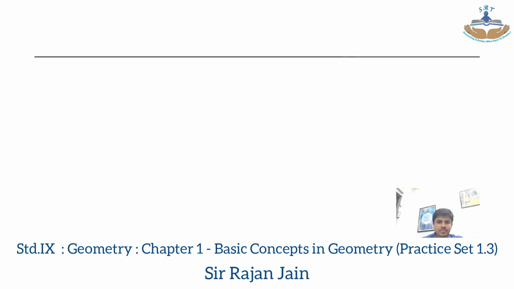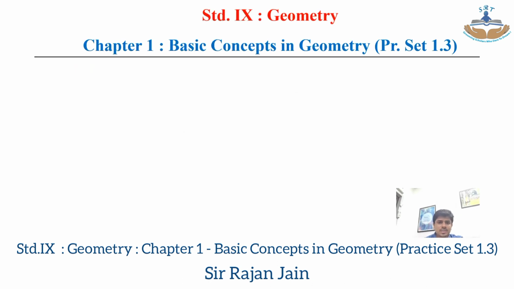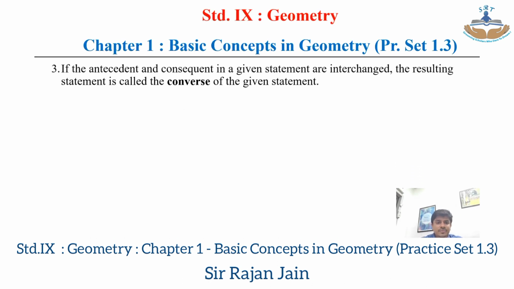Let's go ahead. Okay, now students, let's see what the third point is. If the antecedent and consequent in a given statement are interchanged, the resulting statement is called the converse of the given statement. Till now we have studied what a conditional statement is: a statement in if-then form. Then we spoke about antecedent and consequent. The part after if is called the antecedent, and the part after then is called the consequent. So the first half is the antecedent, the second half is the consequent.